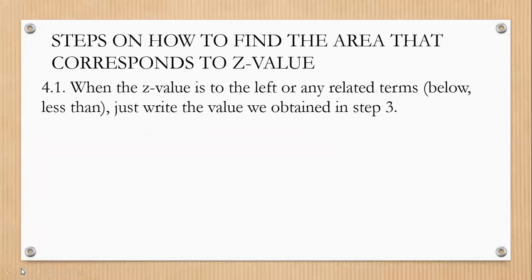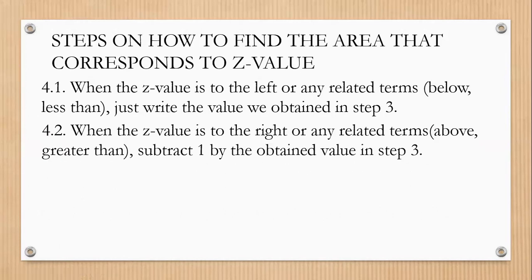Okay. When the z value is to the left, or any related terms like below or less than, just write the value we obtained in step 3. So again, if the word is to the left, whatever is the value in the table of z will be the area being asked. But if the word is to the right, or like above or greater than, you need to subtract whatever value you find in the z table from 1. You will see later why.